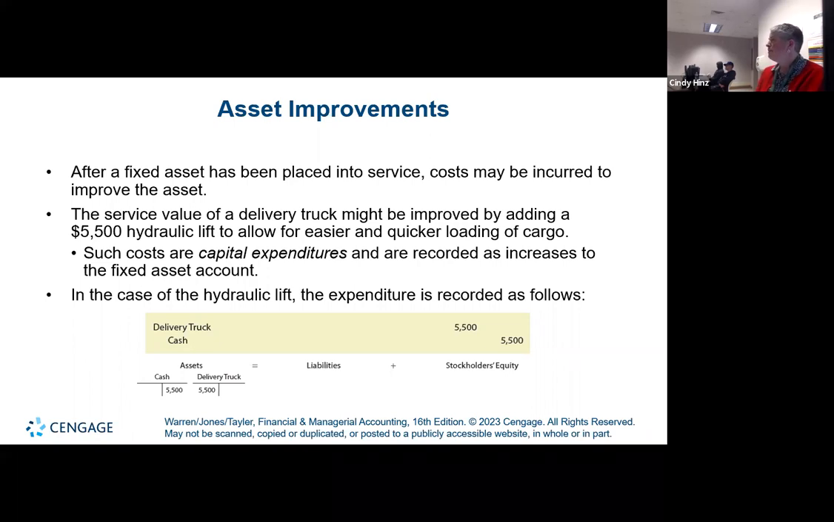So in this case, the delivery truck had a hydraulic lift added to it. It is now better, more useful, more valuable than it was originally. And so we add that to the historical cost and again, recalculate the depreciation.